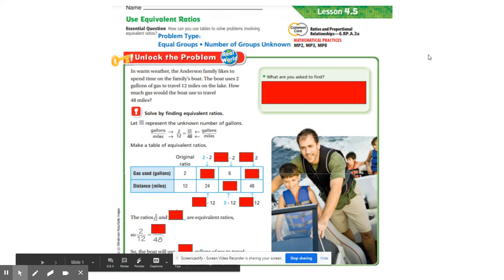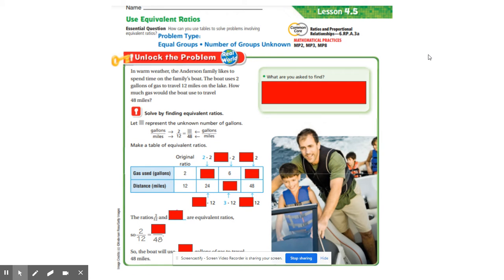Hello, today we're going to be looking at how to use equivalent ratios. This is very similar to what you guys did last week with the tables. So we're going to start with unlocking the problem.